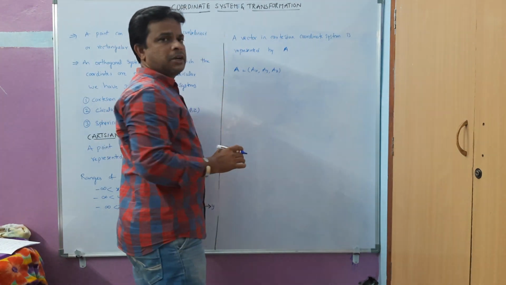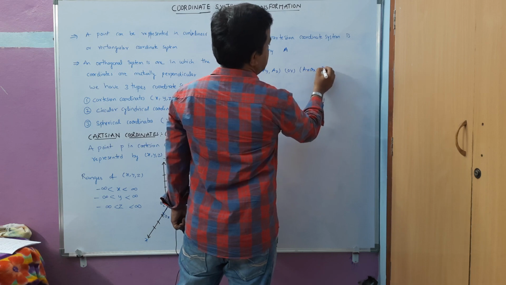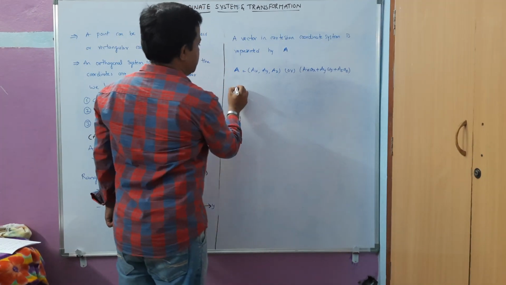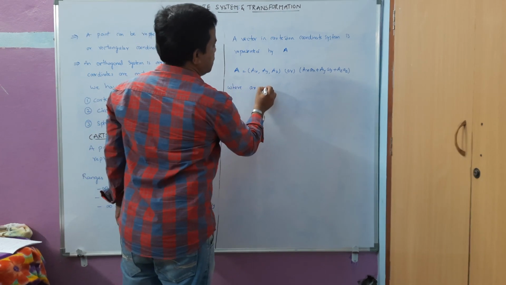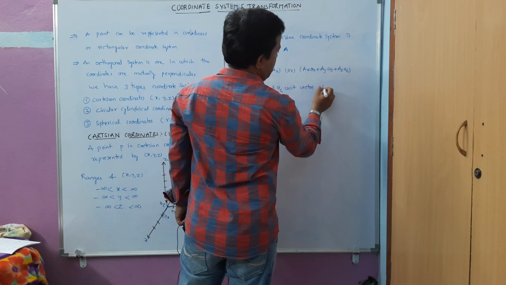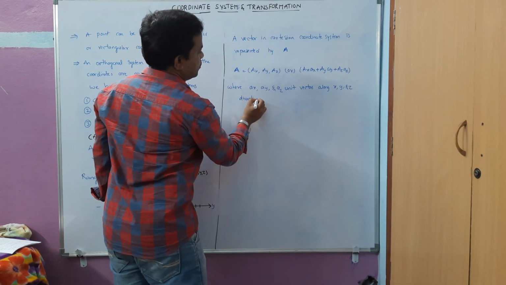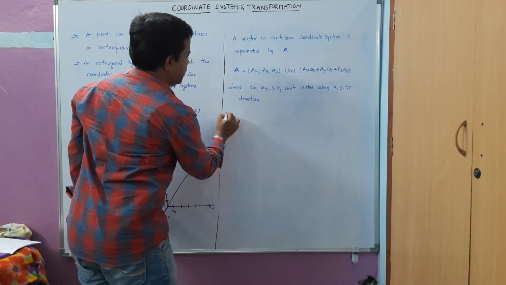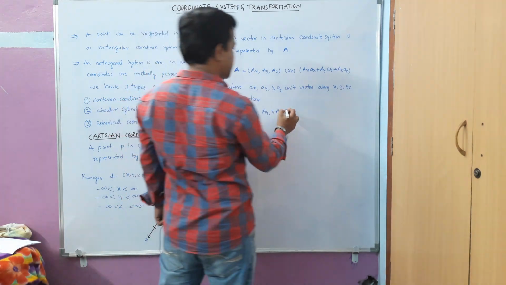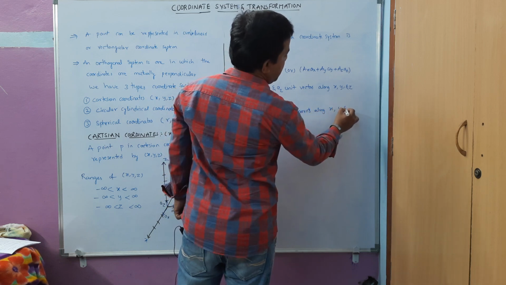We have already seen this notation in the vector algebra lecture videos. It can also be represented as Ax ax plus Ay ay plus Az az, where ax, ay and az are the unit vectors along the x, y and z directions, and Ax, Ay and Az are the components along the x, y and z directions.